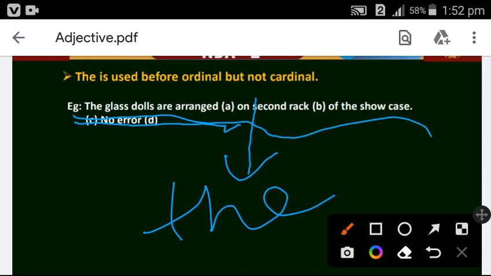Here is what you will learn: the is used before ordinals. Second, first, third, fourth are what kind of numbers? All these words are considered ordinal numbers, not cardinal numbers. Okay?